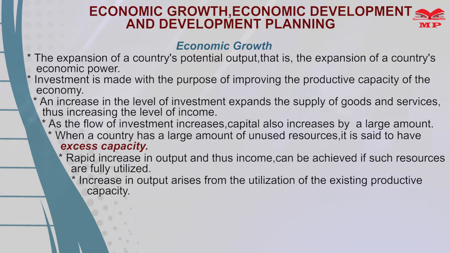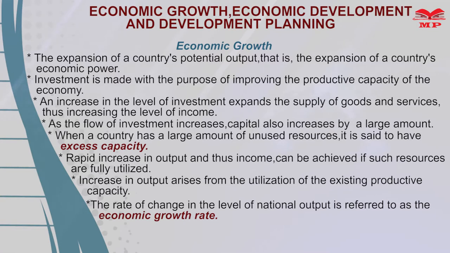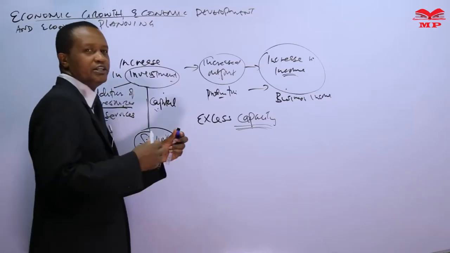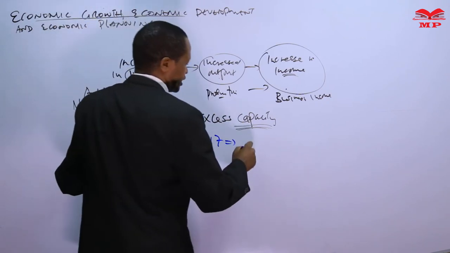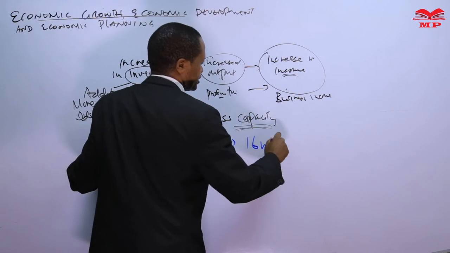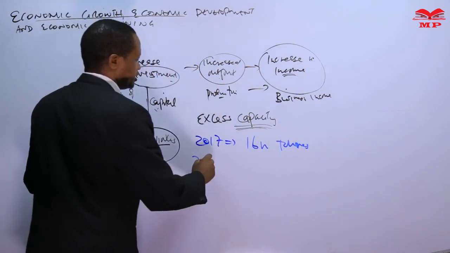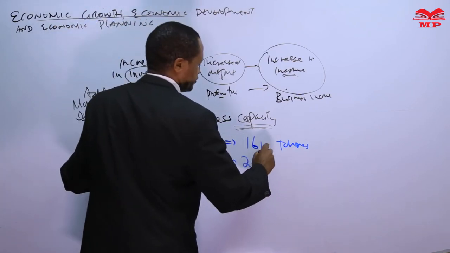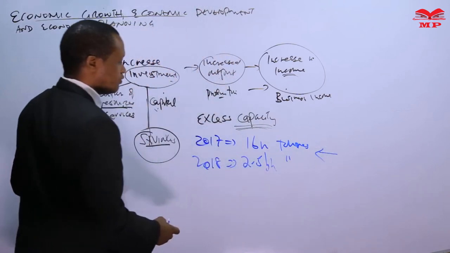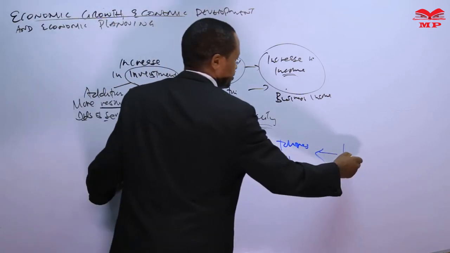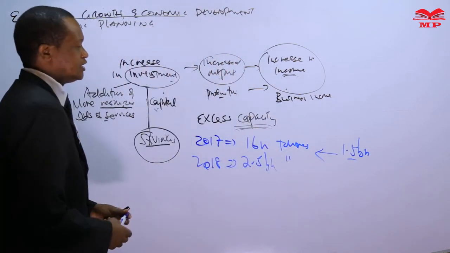So, economic growth is determined by measuring the changes in the physical volume of national output, so that the rate of change in the level of national output is referred to as the economic growth rate. That rate of change, okay? In 2017, the country, for example, produced a total of, say, 1 billion tons of goods. In 2018, the country produced 2.5 billion tons of goods. This increase, which is 1.5 billion, is what we are calling the economic growth.